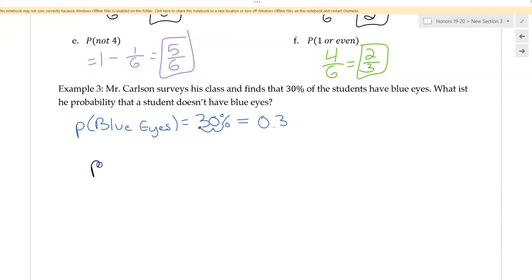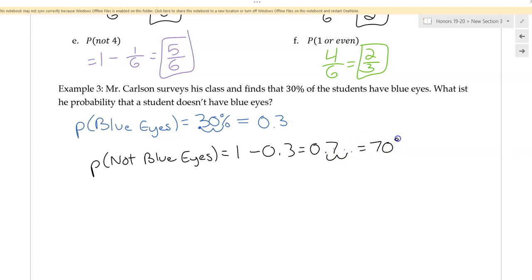So when I'm finding the probability of not blue eyes, that's 1 minus 0.3, which is 0.7, which is move that decimal place twice, 70%. You can also think of it as being out of 100%, and 100% minus 30% is 70%. Okay, but that complement or not, right, we subtract it from the total of 1 or 100%.